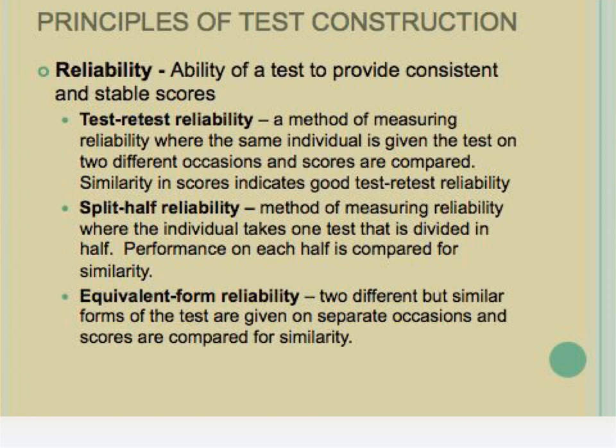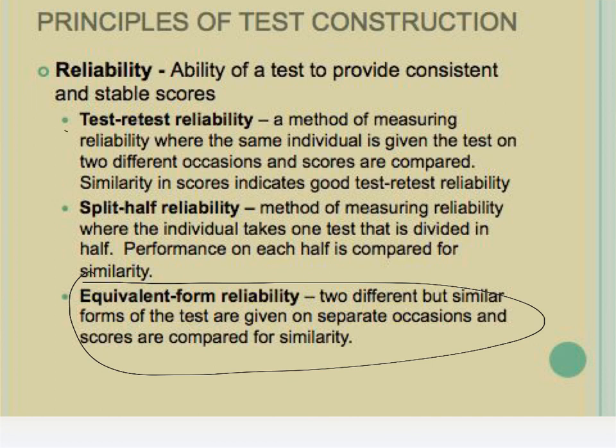One more type of reliability I want to throw in here is equivalent form reliability. So we discussed test-retest: taking the same test over and over again and then comparing scores on each trial. Split-half: we divide the test in half, either even-odd, or the first 50 questions and the second 50 questions, and average those separately. Do we get the same average? The third type is equivalent form reliability.